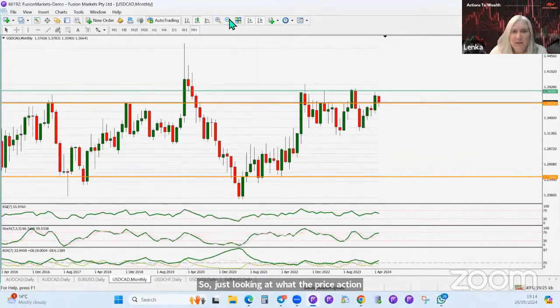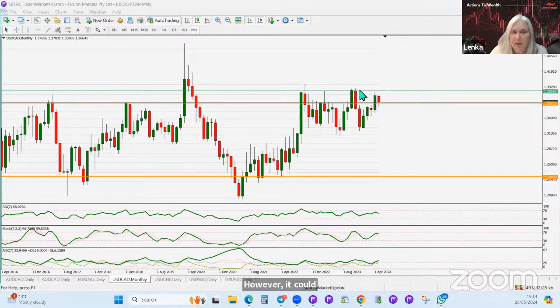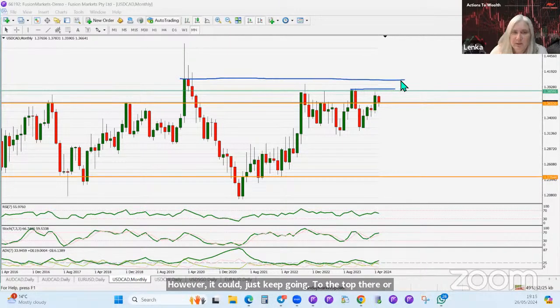If you have a look where it is on the monthly, it is at the top of the channel. So usually from the top of the channel, I like to look for short opportunities. It has been hanging around here and going basically in just sideways price action. But off the top, preference is to look for short opportunities. However, it could just keep going to the top there, or maybe to that previous price action there. So on the monthly chart, that's where we are at.